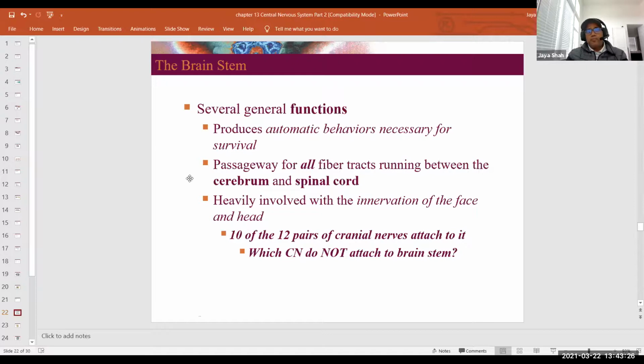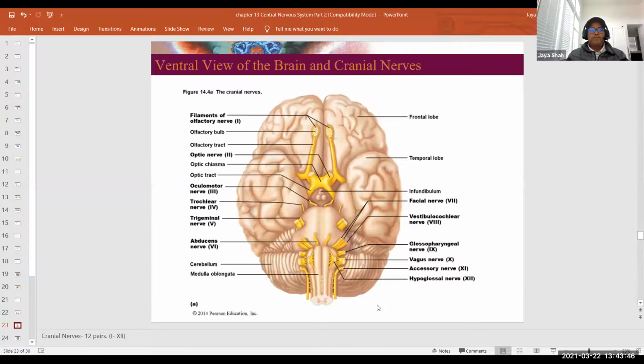So for example, in the brain stem, 10 of the 12 pairs of cranial nerves are attached to it. Only the first and second cranial nerves are not coming from the brain stem, because these two are coming from the cerebrum. Okay, so you can see here, this is the cerebrum. And then from here, it's midbrain, this area, pons, medulla oblongata, and then spinal cord.